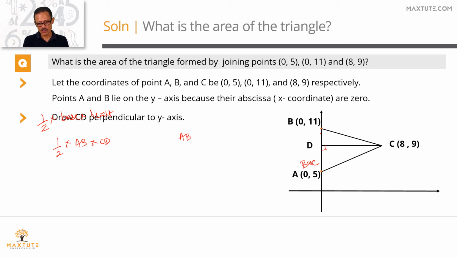This line lies along the y-axis. The difference between the y-coordinate of point B and A will give us the measure of the length of AB, which is equal to 11 minus 5, which is equal to 6 units. What is the measure of CD? CD is a perpendicular drawn from the y-axis to the point (8, 9). So the x-coordinate of this point is going to give us the measure of CD. So CD is equal to 8 units.